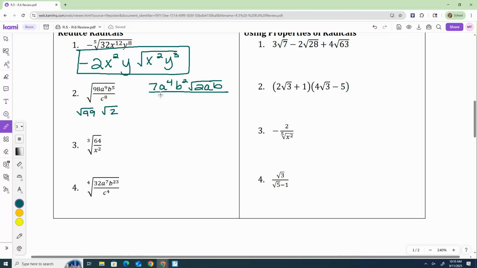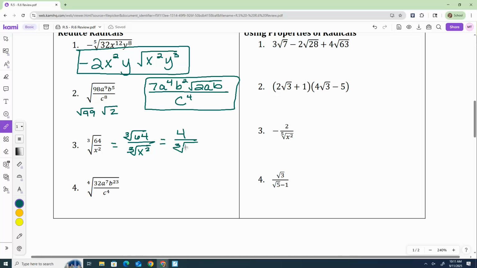On the denominator, if I have 8 c's, how many groups of 2 does that make? If you have a fraction, you're just doing the cube root of both the top and the bottom. Can you do the cube root of 64? Yes. Yeah, what does that turn into? 4.